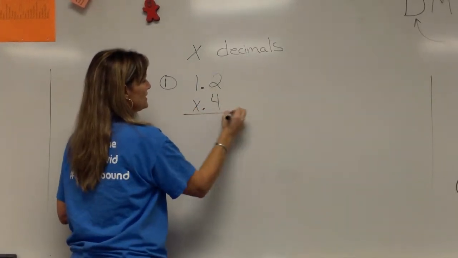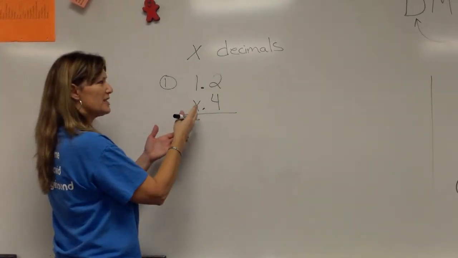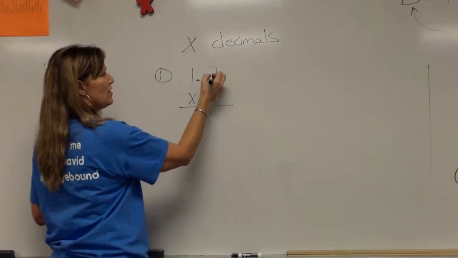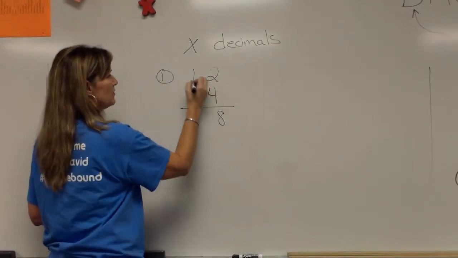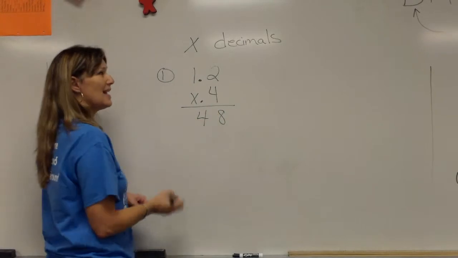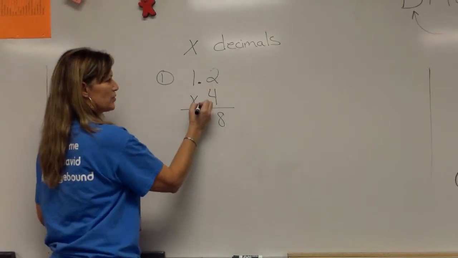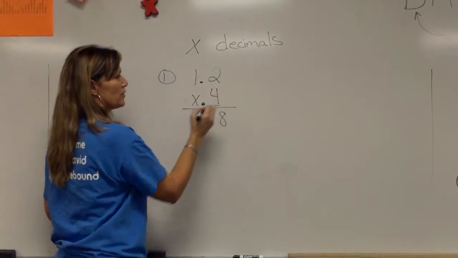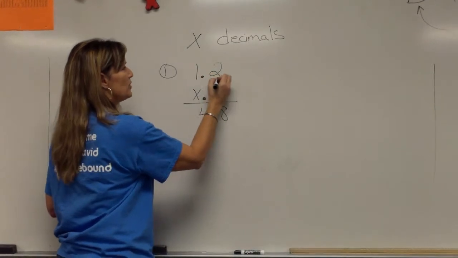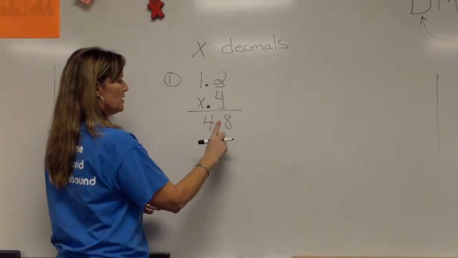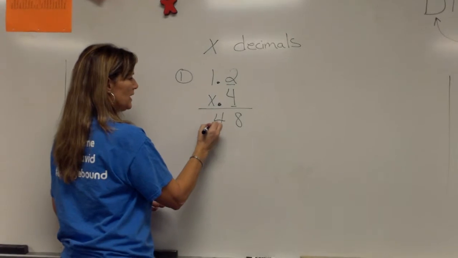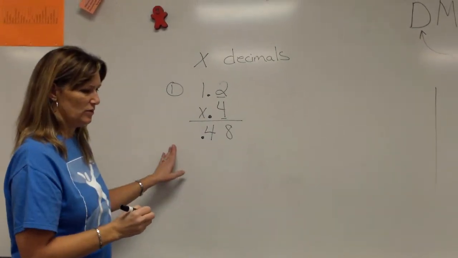When I multiply decimals, I go through and I pretend the decimals are not even there. 4 times 2 is 8, 4 times 1 is 4. Then I have to count how many places are behind the decimal. There's a decimal, there's 1 place. There's a decimal, that makes my second place. So 1, 2 places in behind the decimal.